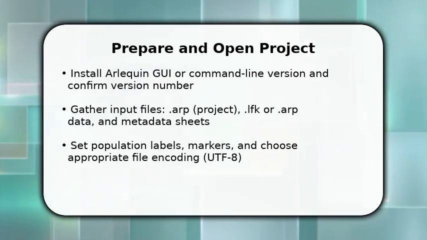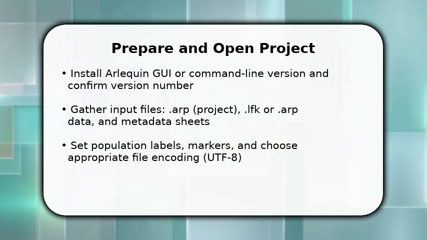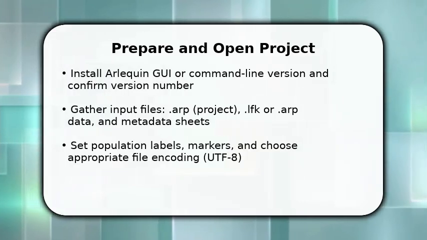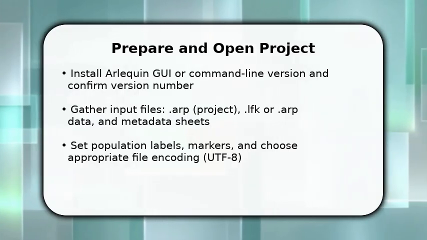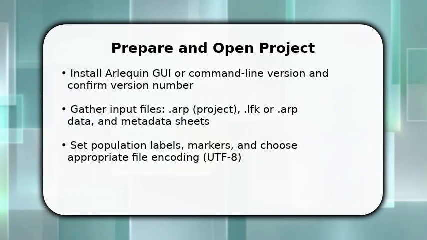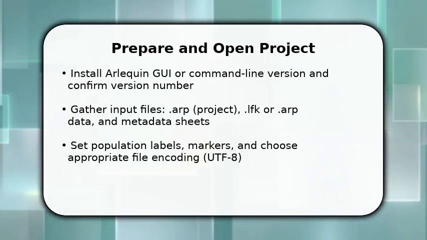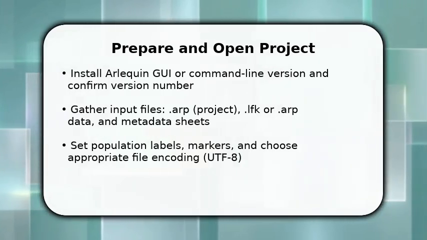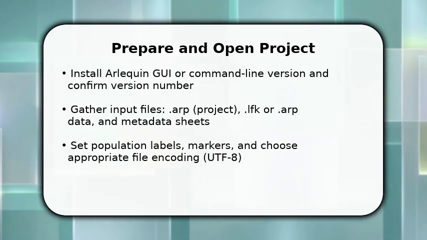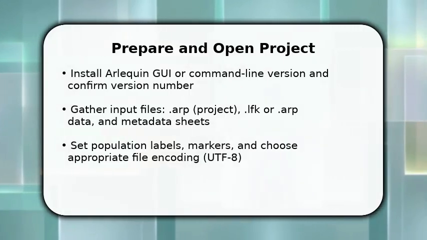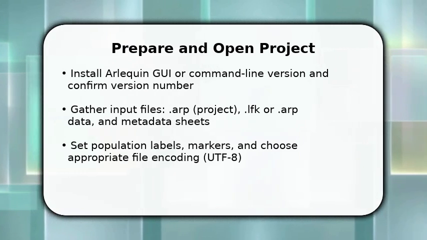Once done, load the primary ARP dataset and the associated metadata so Arlequin can map samples to populations. Make sure to set correct encoding and check marker types now, because those choices affect downstream calculations. You'll see panels for data, projects, and output. Use them to confirm samples loaded correctly before moving to configure analyses.